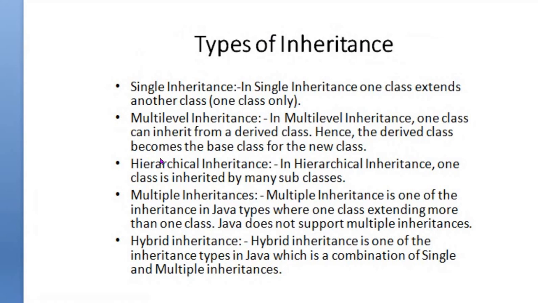Then multiple inheritance. Multiple inheritance is one of the inheritance types in Java where one class extends more than one class. Java does not support multiple inheritance, but with the help of interfaces, it supports multiple inheritance. Then hybrid inheritance is a combination of single and multiple inheritance. It is also called diamond inheritance in Java.